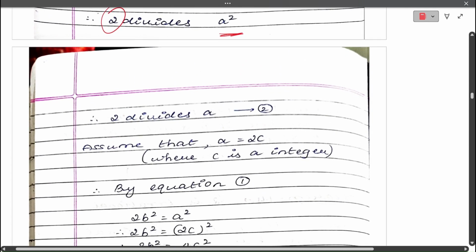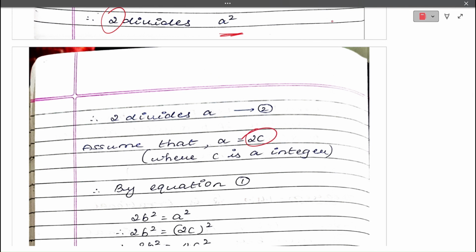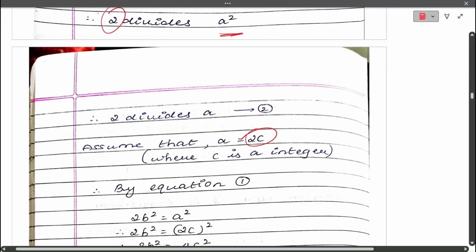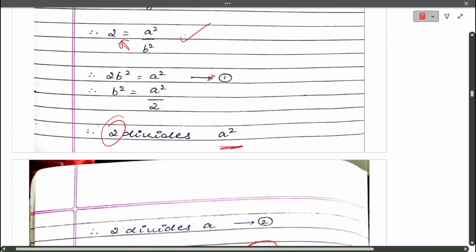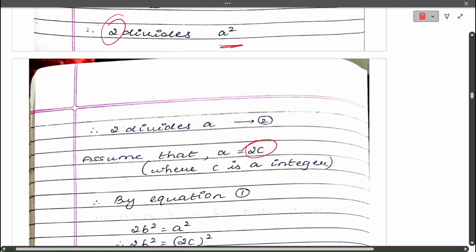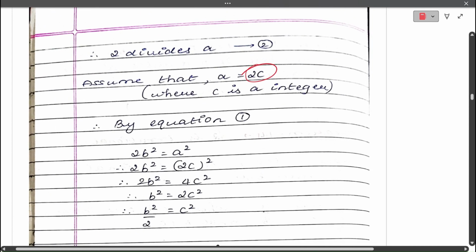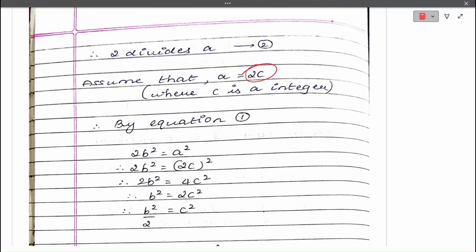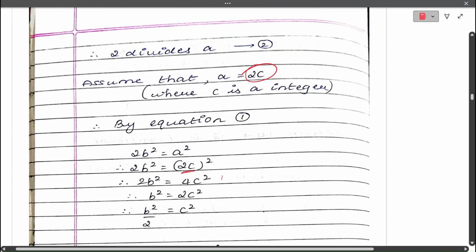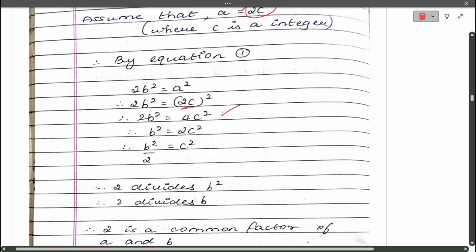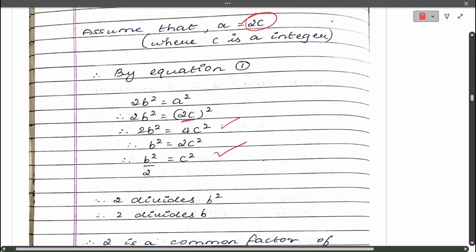Now, we'll take an assumption. We'll assume a value for a as 2c, where c is an integer. So we have taken this as equation number 1, and we will take this as equation number 2. By equation 1, we'll substitute 2c wherever a is there. 2b square is equal to 2c the whole square. So 2b square is equal to 4 into c square. So b square will be 2c square. So c square is equal to b square by 2.